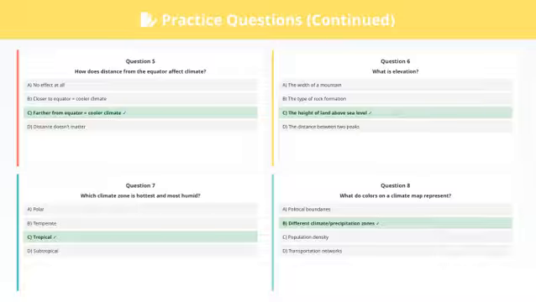These questions tie into our overall theme of understanding how geographic features and locations influence climate. They emphasize the importance of factors like distance from the equator, elevation, and how we interpret climate maps visually.